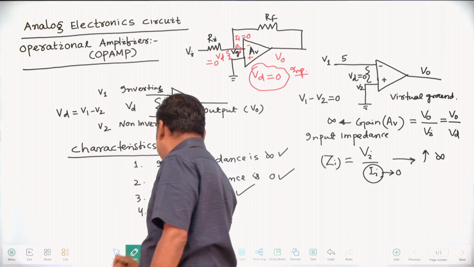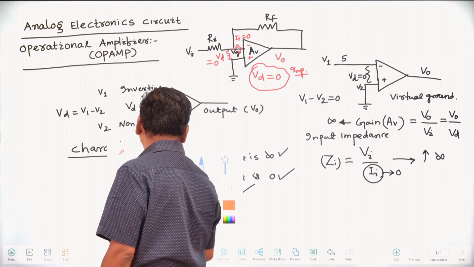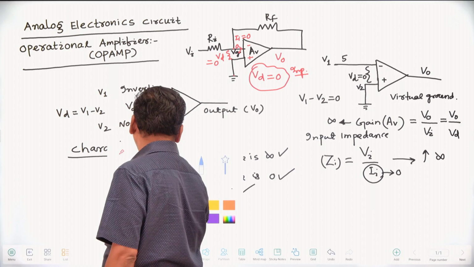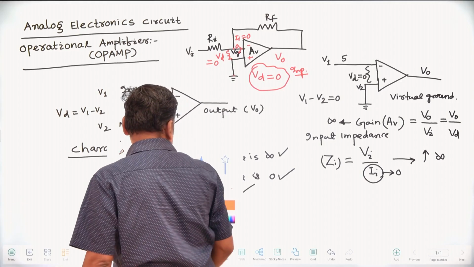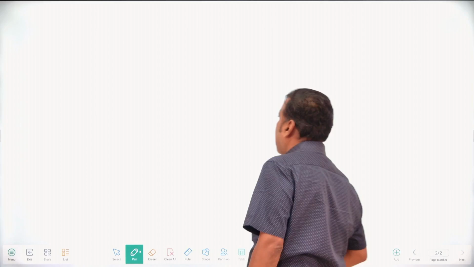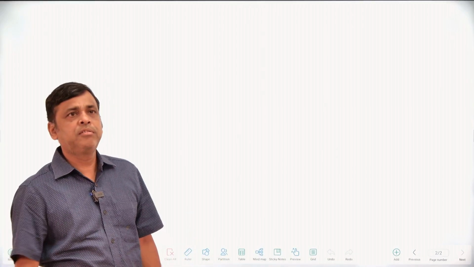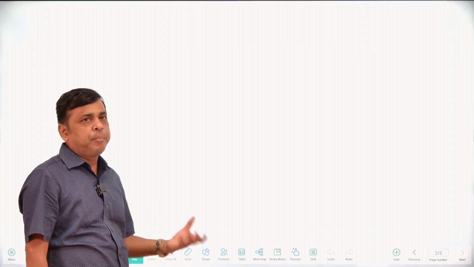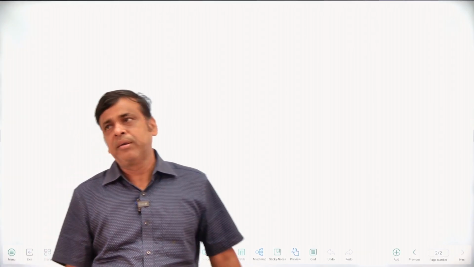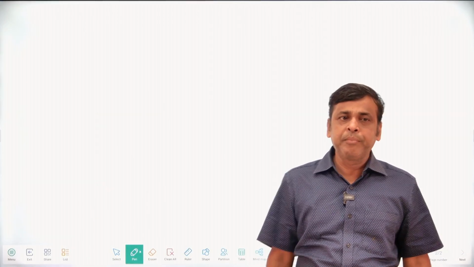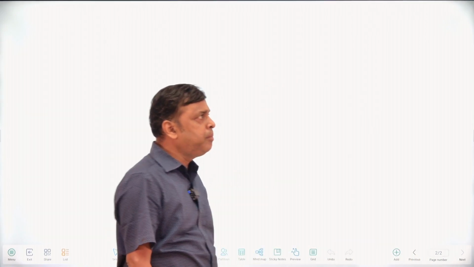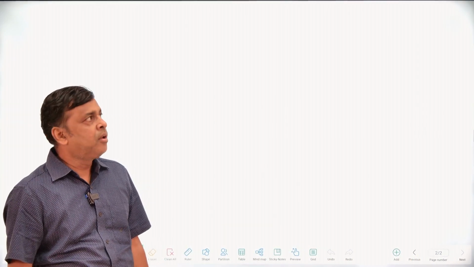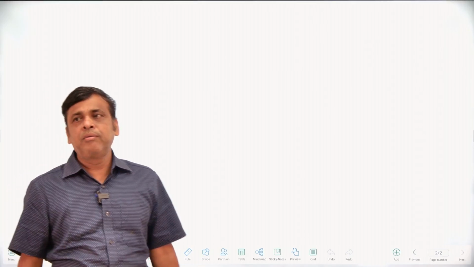So let us now look at applications of the operational amplifier. These are the basic things in the operational amplifier. The properties of the operational amplifier are: the gain is infinite, input impedance is infinite, and output impedance is 0. These are the three main properties of the operational amplifier when you are going to solve op-amp problems.